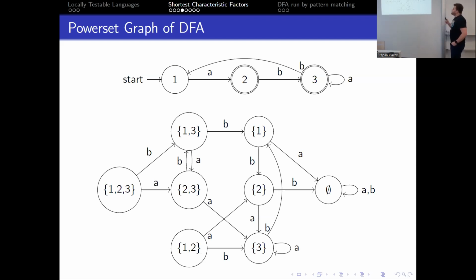So when you use that approach on automata that are not local, it's going to break because of this. There's going to be some sort of cycle, and it suddenly will not be able to find all the shortest factors because some of them might have unbounded length.